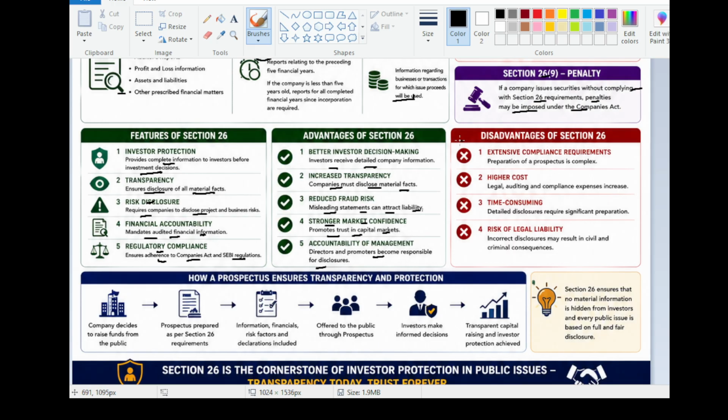Disadvantages of Section 26 are extensive compliance requirements, higher cost, time consuming, and risk of legal liability.